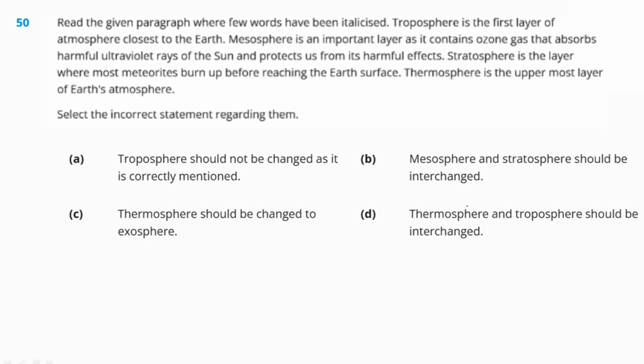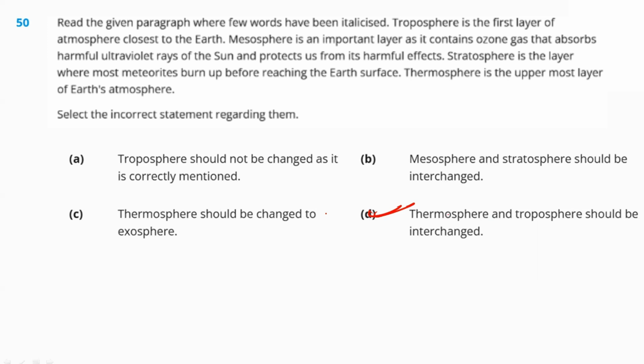And thermosphere and troposphere should be interchanged. Yes, we should change thermosphere with troposphere. So if these two changes are done, then it is incorrect. So this is the incorrect one. So option D is our incorrect statement. Rest all are correct. The third one is incorrect.